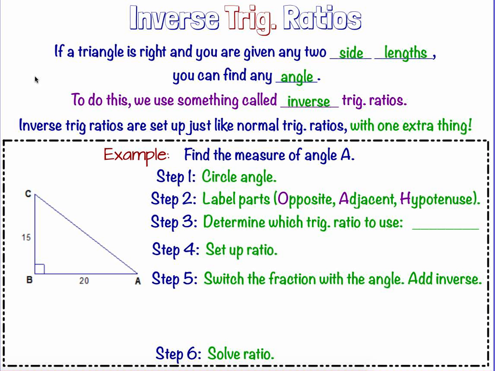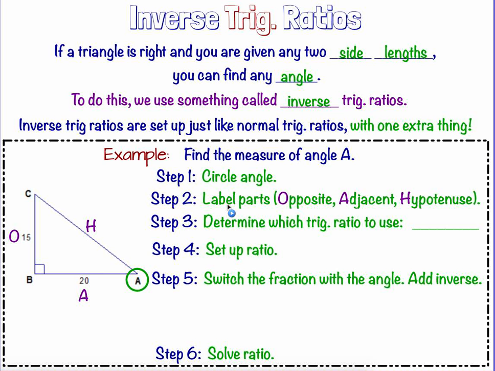In this example, it asks you to find the measure of angle A. So, find angle A and circle it. You need to label the parts: opposite, adjacent, or hypotenuse. What things do you have? What's given to you? So 15 would be opposite and 20 would be adjacent. You can mark the hypotenuse, but we don't have a number there.